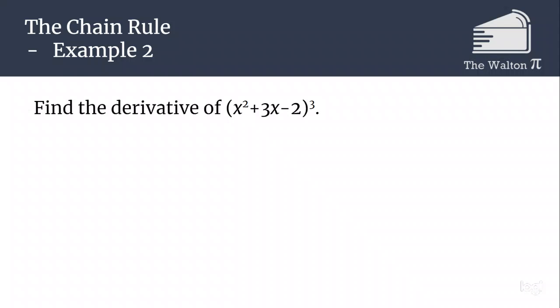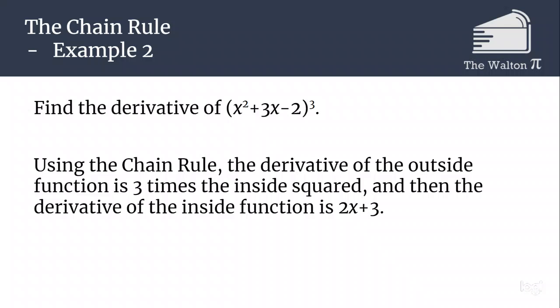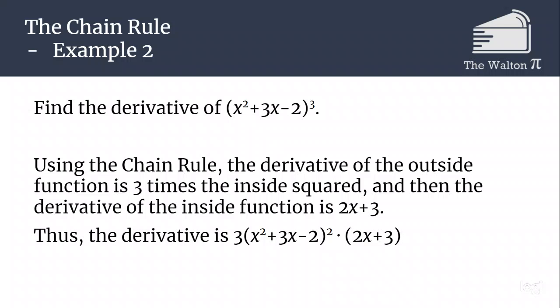So let's go through an example. What is the derivative of (x squared + 3x - 2) all cubed? Well, we have an outsidemost function, something cubed, and we have an inside function, x squared + 3x - 2. So the derivative of the outsidemost function is 3 times the inside squared, and then the derivative of the inside function is 2x + 3. So the derivative is 3 times (x squared + 3x - 2) all squared, multiplied by the derivative of the inside, which is 2x + 3.